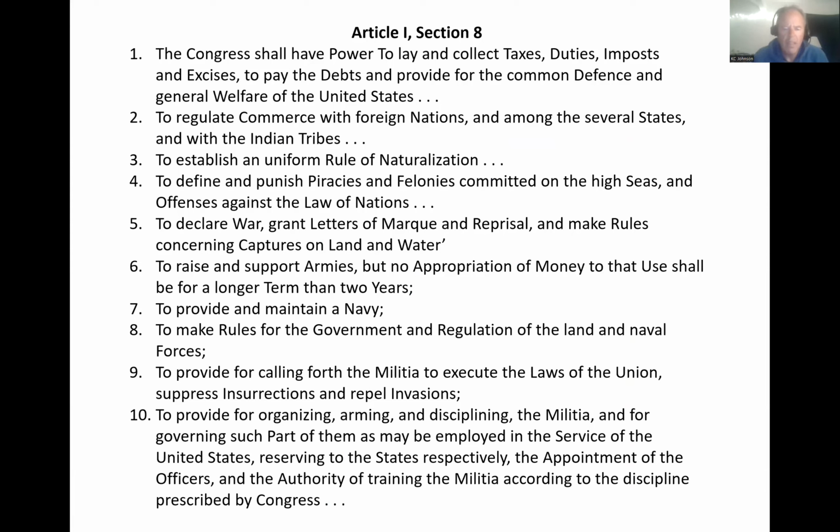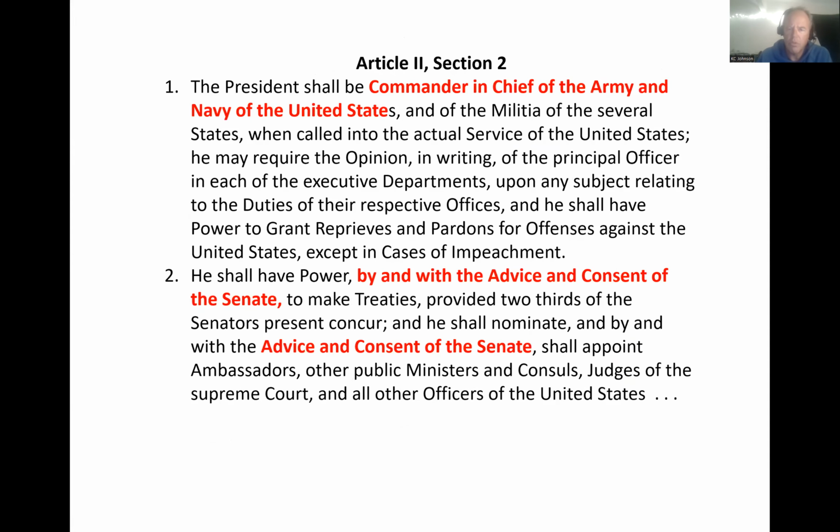Presidential powers in the Constitution were extremely minimal by contrast. The president is made the commander in chief, but the understanding at the time was essentially that the president was just the chief military officer.